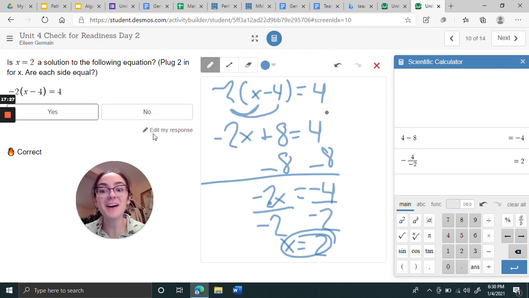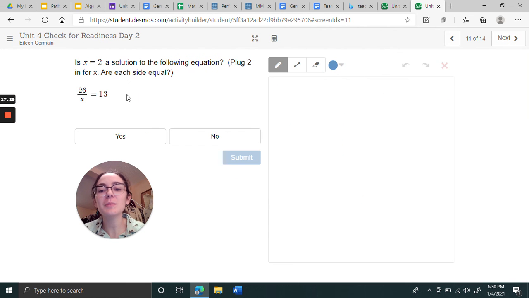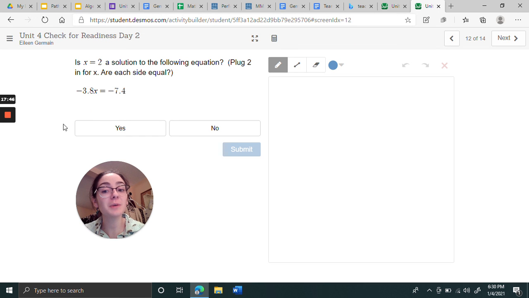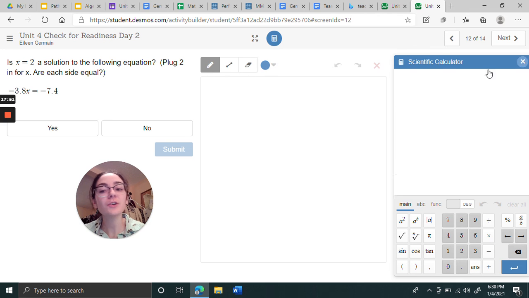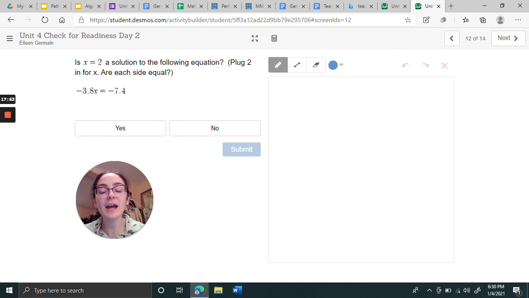Nice, we're on fire. So then for the next one, you're going to do something very similar. Once again, you're going to plug 2 in for x and see, is it true, yes or no? You're going to use this scratch pad in the calculator to help you out. Okay, same thing here. Now this one's a little bit tricky because we have some decimals, but I think you can do it. You're going to grab this calculator right here. You're going to plug 2 in for your x, do that operation and see, are they equivalent, yes or no? Make sure you hit submit so that you can see if your answer is correct.